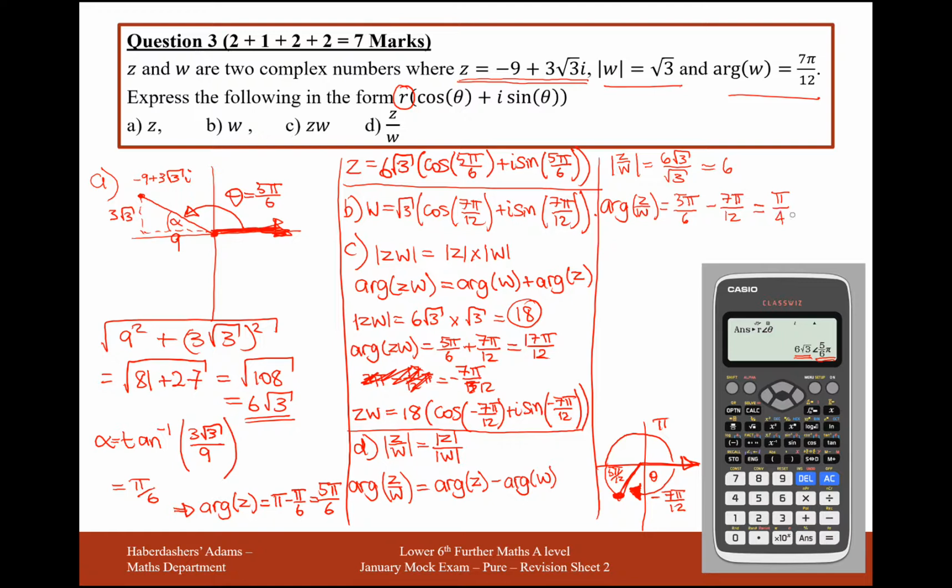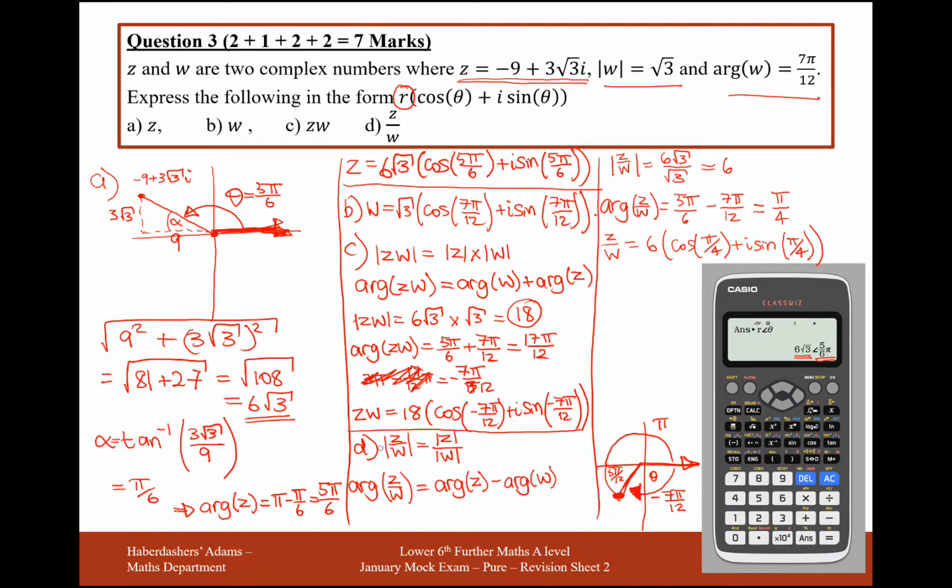Okay, so the complex number z over w is going to equal the modulus part first, 6 times by cos of pi by 4, add i sine pi by 4. Okay, so there we are, that's this question complete.